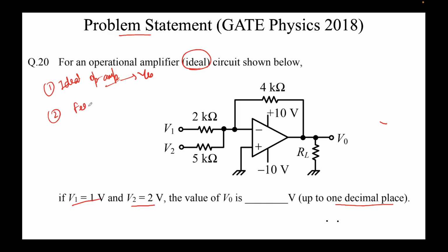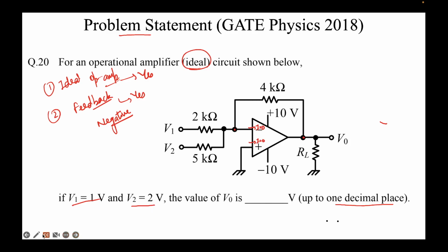Second, check if there is feedback. What is feedback? Feedback is when the output node is being connected to any of the input nodes through some feedback circuit. So we can see that the output node V0 here is connected to the inverting terminal here using this 4 kilo ohm resistor. So yes, the answer is feedback is yes. The next question is what kind of feedback? Since the output node is connected to the inverting terminal, we call it a negative feedback. Now, since it's an ideal op-amp, we'll assume that the currents entering the inputs are 0.